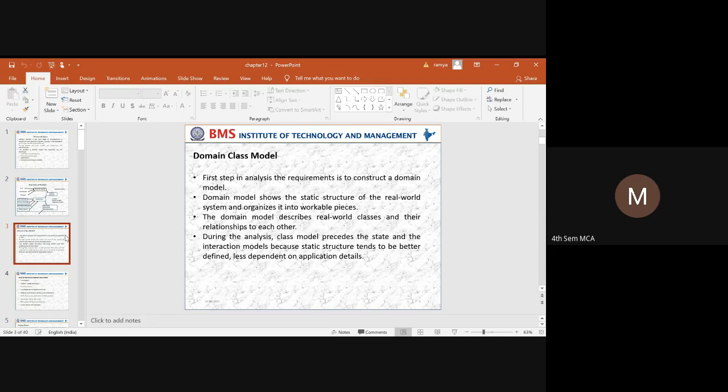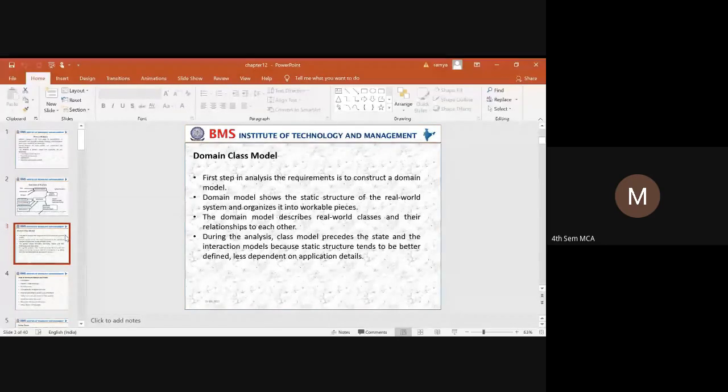So the first thing is we need to develop or construct a class model. To construct this class model, what are the steps that are required? The first thing is we need to analyze the requirements. How do we analyze the requirements? Based on our experience and interviews, we meet different stakeholders and gather all the requirements from them.